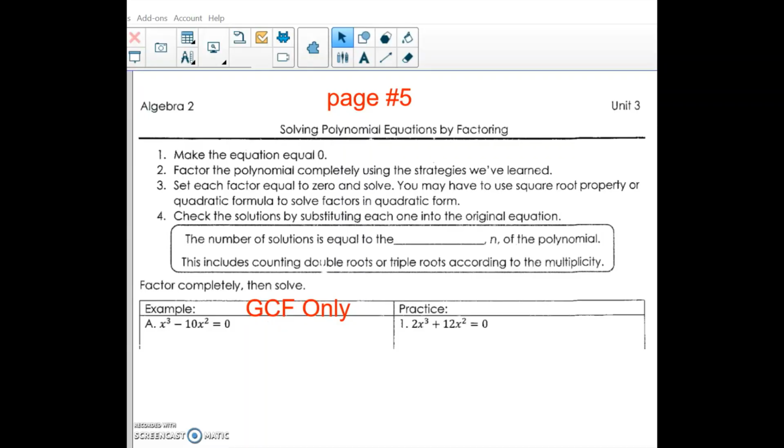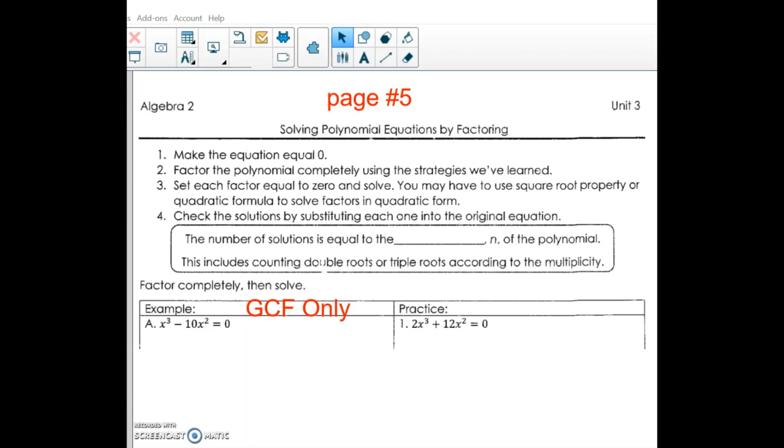Today we're going to solve polynomial equations by factoring. All those factoring techniques that we have just completed going over, we're going to need to use in order to solve and find the x-intercepts for these polynomials. We have several different types of examples here.